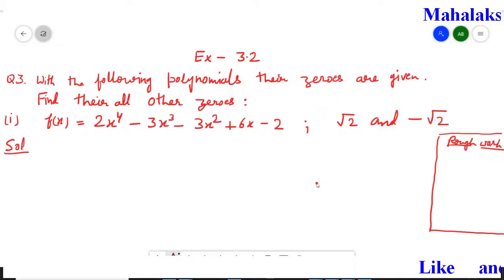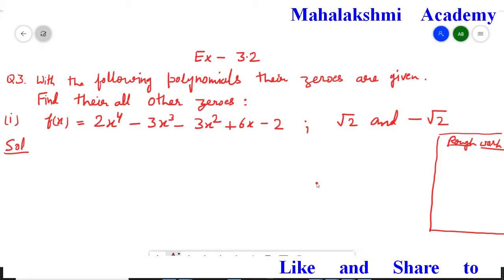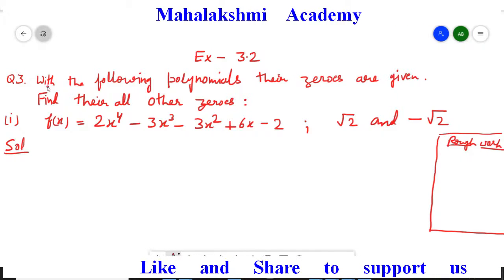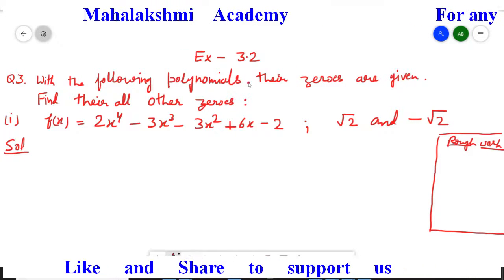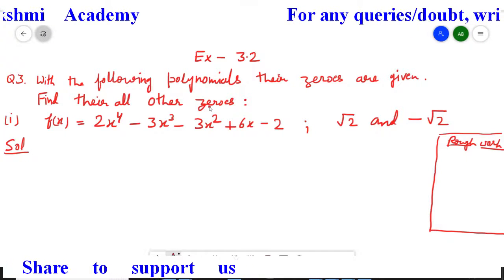I am going to explain question number 3 from exercise 3.2, and this question belongs to 10th class maths. In this question, the zeros of the following polynomials are given; find all their other zeros.